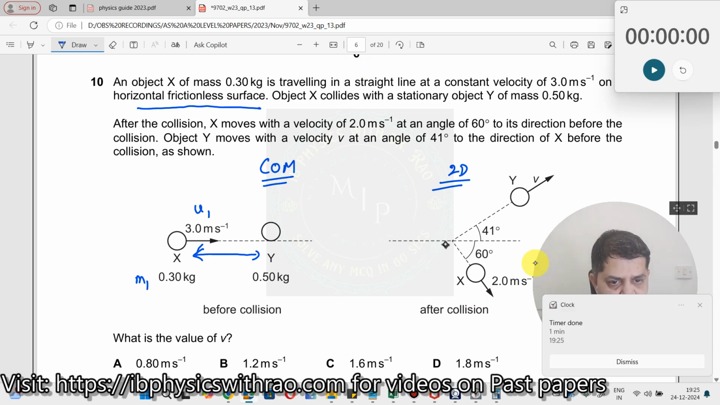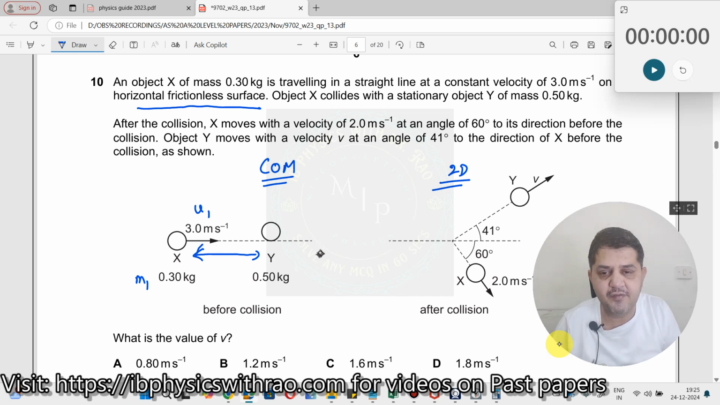When the collision happens, just look at the line of impact. What is the line of impact? This is the line of impact, right? So it hits over here. You can apply COM only along the line of impact. Do not apply the COM perpendicular to it. This is what you need to apply.